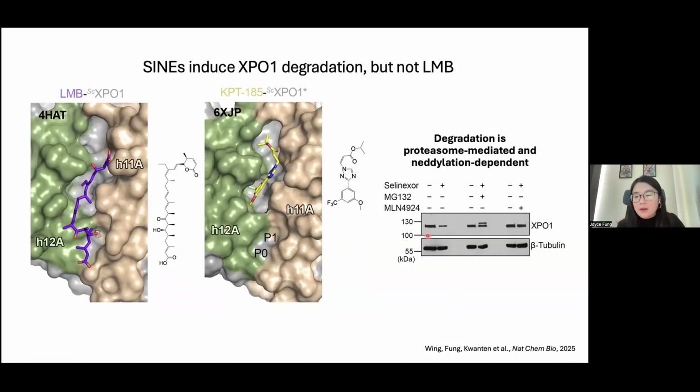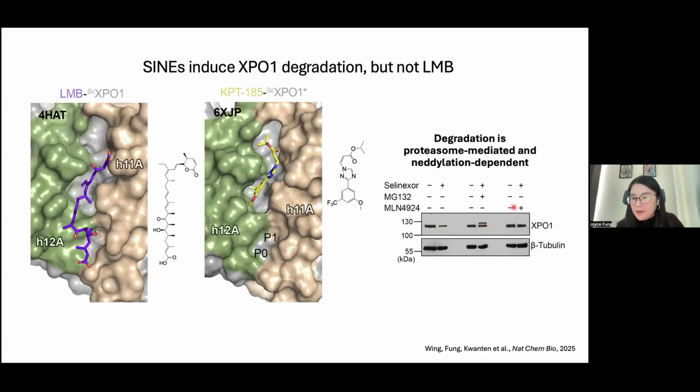So Tolga in the lab has found that this degradation is proteasome mediated because see, here's the baseline. When you treat cells with selinexor, the Expo1 levels decrease. When you treat them with selinexor and the proteasome inhibitor, MG132, you can see the levels are restored and there's a formation of a higher molecular weight band.